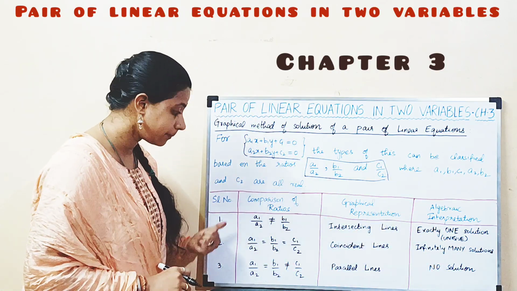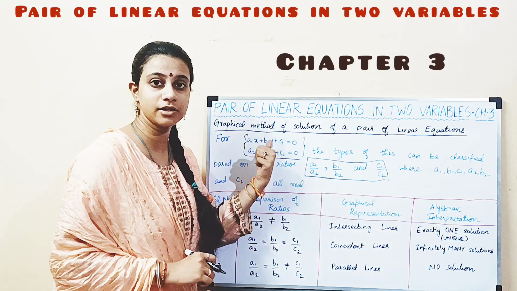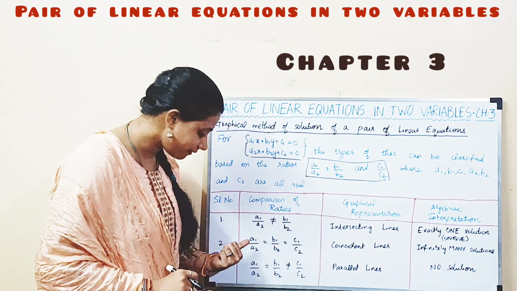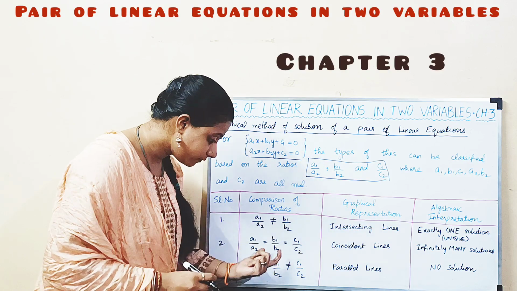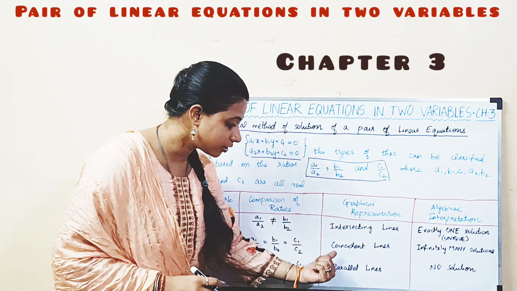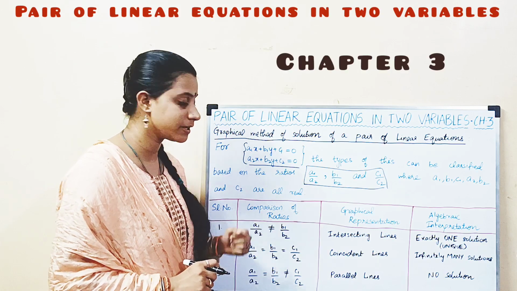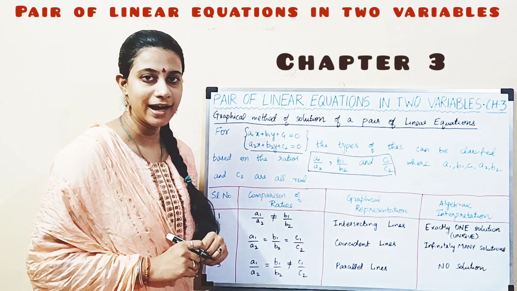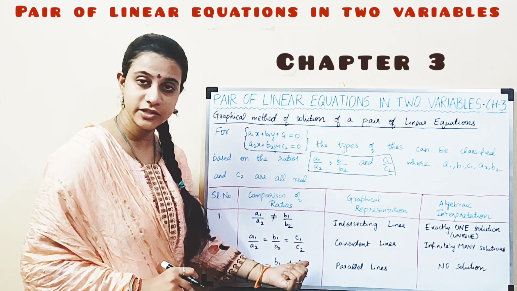Coming to the second type, where the ratios of the variable x, variable y and the constant terms are all equal, that is a1 by a2 equal to b1 by b2 equal to c1 by c2. If this case exists, then the lines representing these two equations are coincident lines, and infinitely many solutions are present for coincident lines.